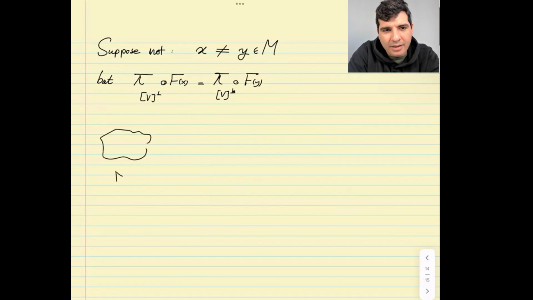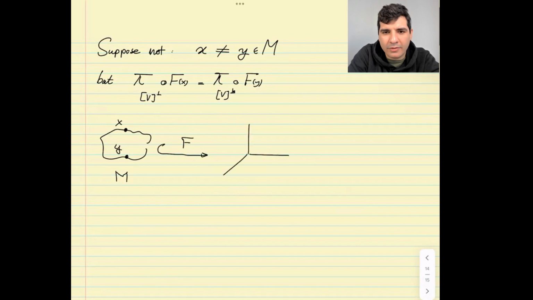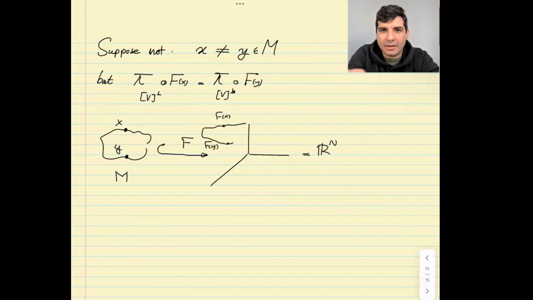So this is M. We have 2 points, x and y, distinct points. They're not the same. And then we have the embedding f. We embed these into Rn. So we have the image of f here. So there is f of x and f of y. Note that f of x and f of y are not equal because f is an embedding. So we have the image of f inside Rn, and f of x is not the same as f of y.